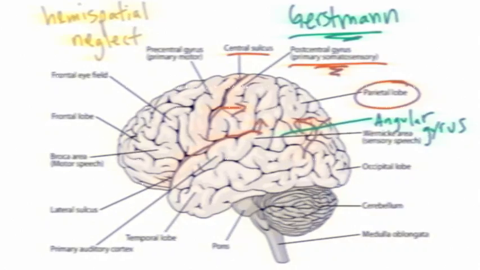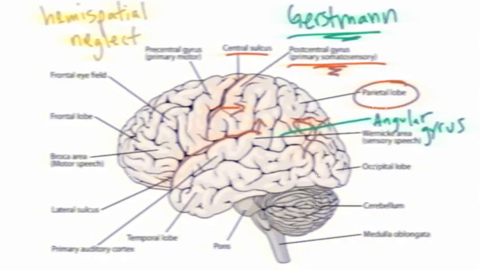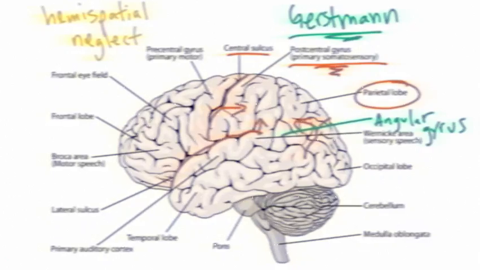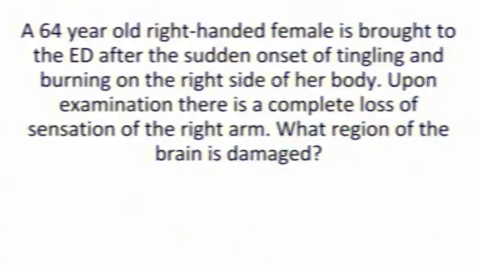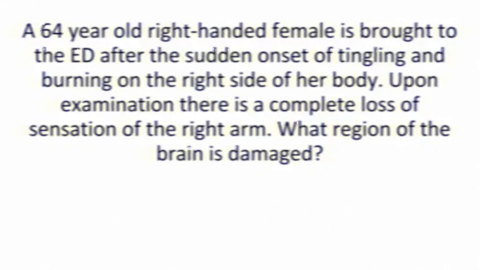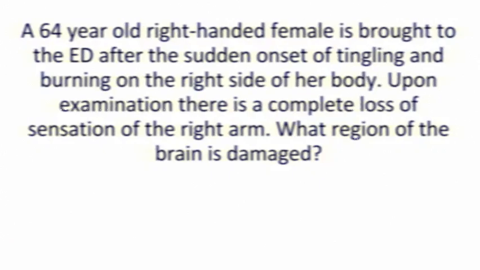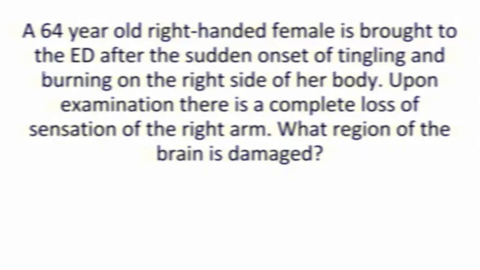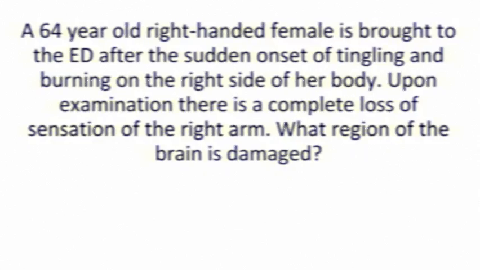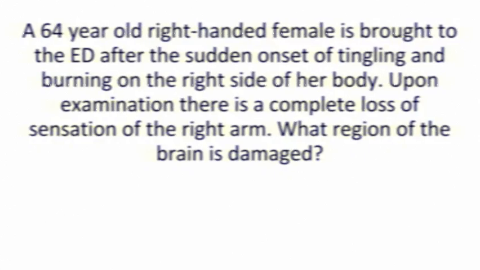For example, if the right parietal cortex is damaged, then the patient will be unable to notice things occurring in the left visual field. Okay, let's do a couple questions. A 64-year-old right-handed female is brought to the emergency department after the sudden onset of tingling and burning on the right side of her body. Upon examination, there is a complete loss of sensation of the right arm. What region of the brain is damaged?